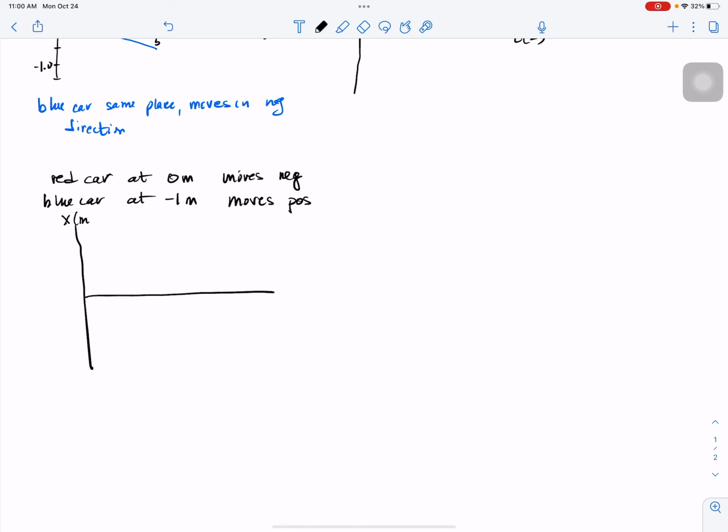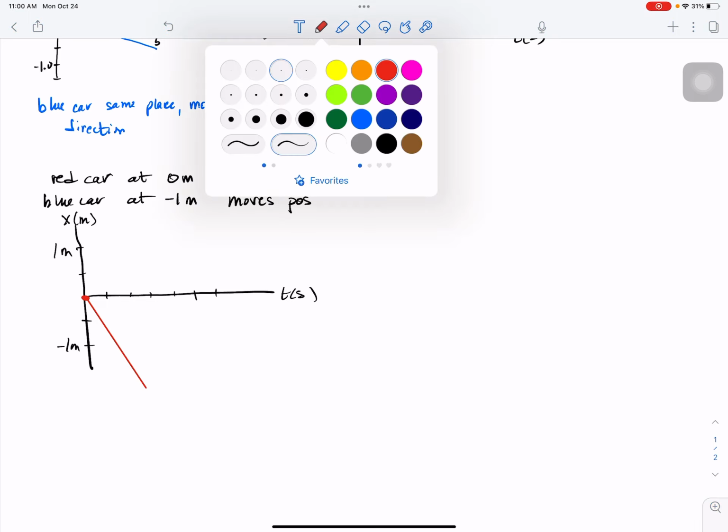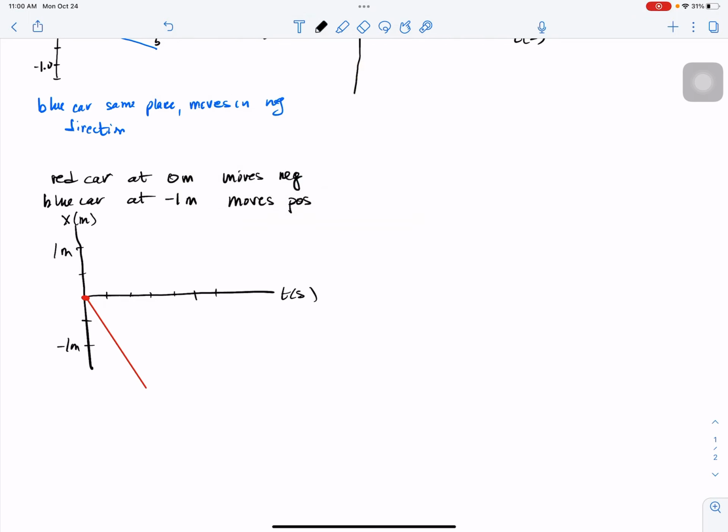So x in meters, and again, you don't have to label everything. I'm just going to go down to 1 meter. You need to have a couple of hash marks, but they do not all need to be labeled. And then my time in seconds, 1, 2, 3, 4, 5, 6. The red car starts at 0, and it moves in the negative direction. So we're starting at t equals 0, somewhat of a steep slope. Also, you should probably label at least one of the seconds. So 2, 4, 6 is good enough.